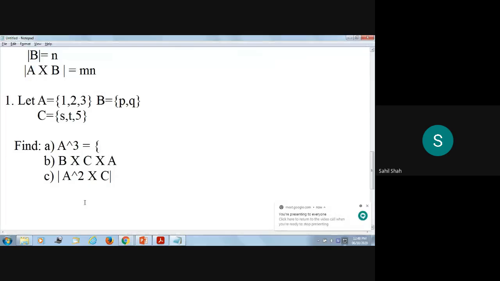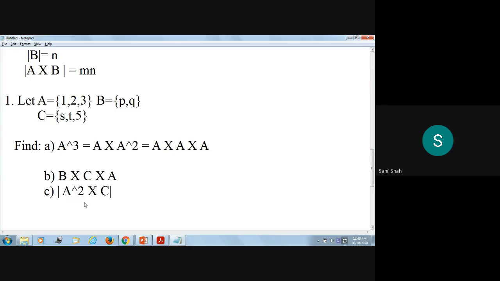Yes, will you tell me what is the answer for A cube? Okay. So how to have A cube? A cube is nothing other than A cross A square. This is further equal to A cross A cross A. I have already told you, do not find the answers first. By simply assuming something, you can write down the things and go on solving a particular problem. So we are going to write this together.